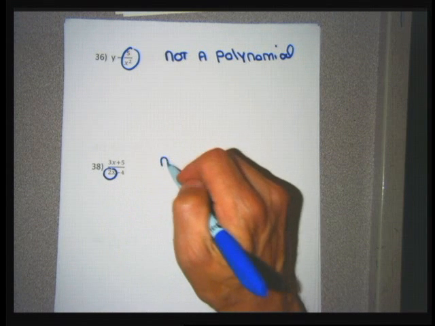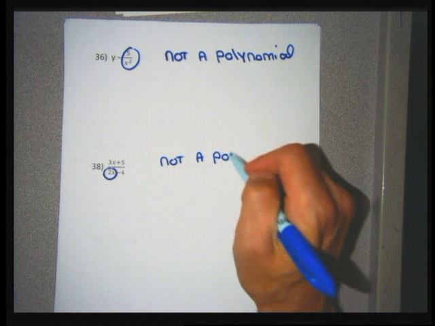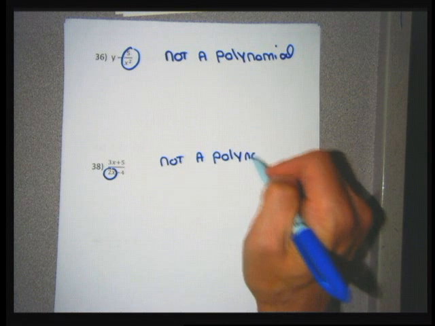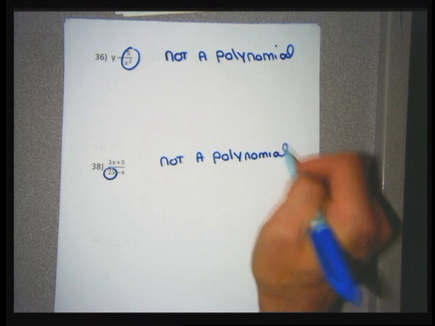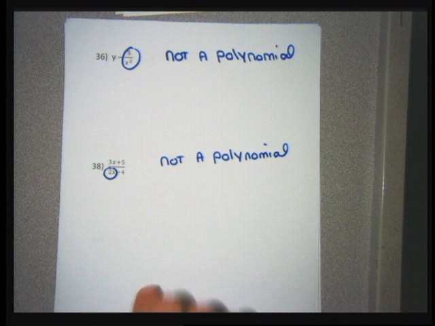38 is also not a polynomial because of the x in the denominator. Once we have a letter in a denominator of a fraction, then what we have is not a monomial, and that can't be a polynomial then.